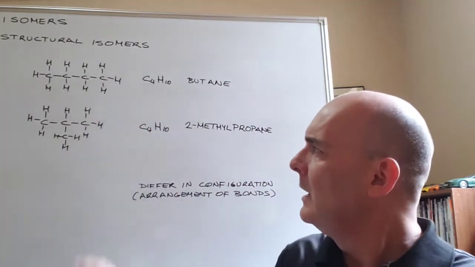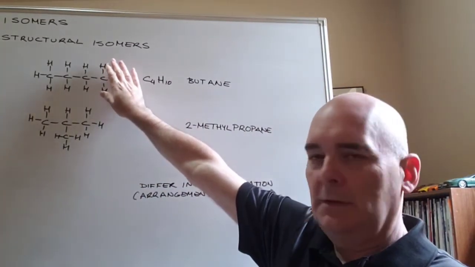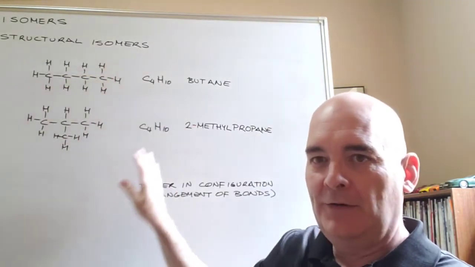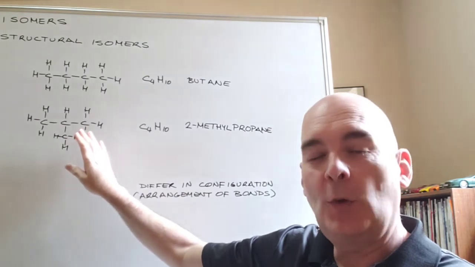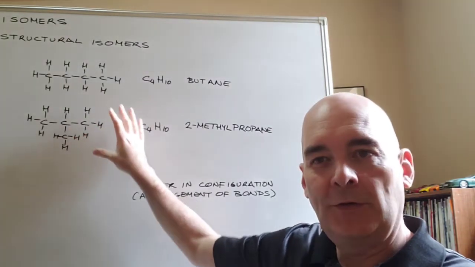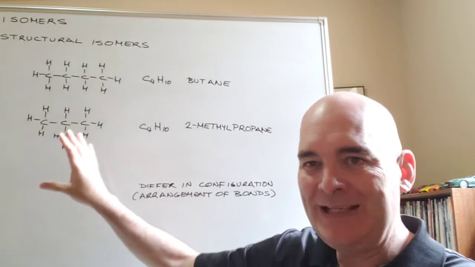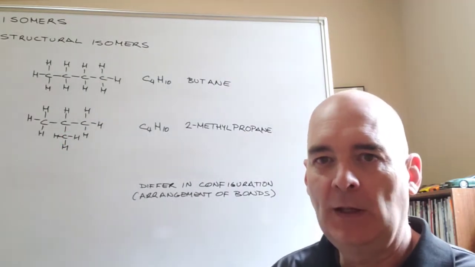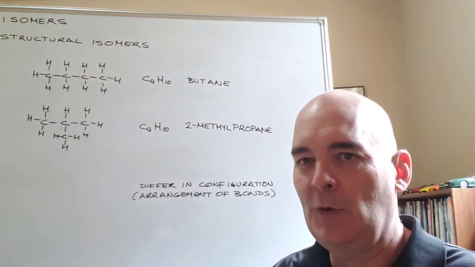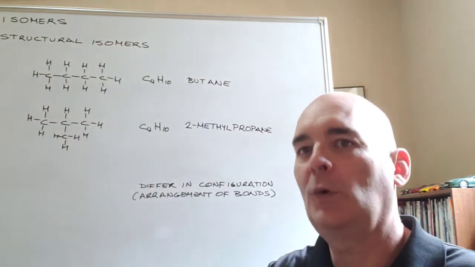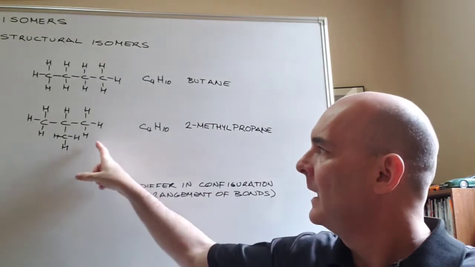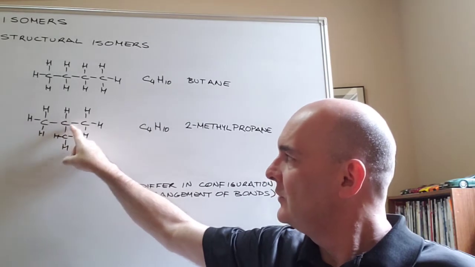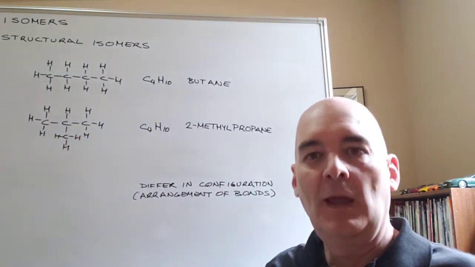C4H10. But if I took that methyl, 1 carbon group, off the end and reattached it somewhere else, so I'm breaking a bond, moving a fragment, and then reattaching somewhere else. This is a change in configuration. Configuration is the bonding motif. It's the accounting of where all of the bonds go. I've made a structural isomer, and now my longest chain is 1, 2, 3 carbons long.